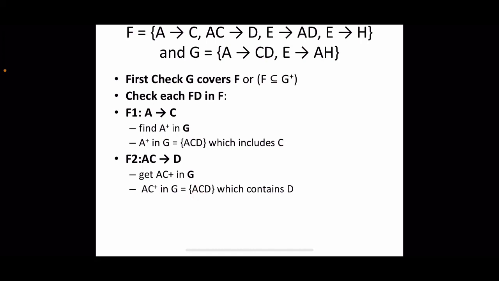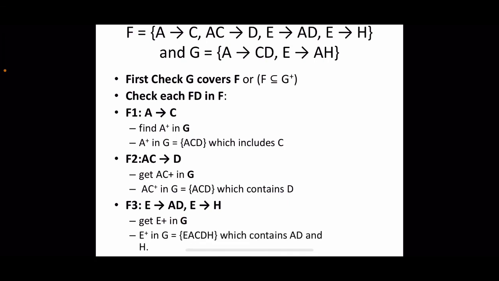Now coming to the dependency, E determines AD and E determines H. Since the left hand side are same for both, we can take them together. Okay. So our F3 is E determines AD and E determines H. Let us take the closure of this E with respect to G. Okay. So initial value of this closure will be E itself.